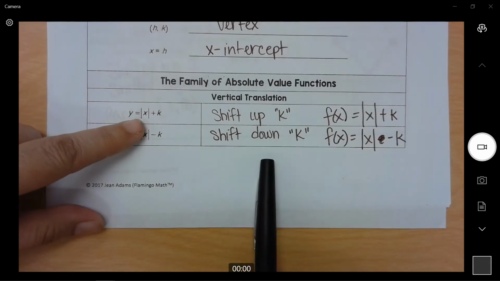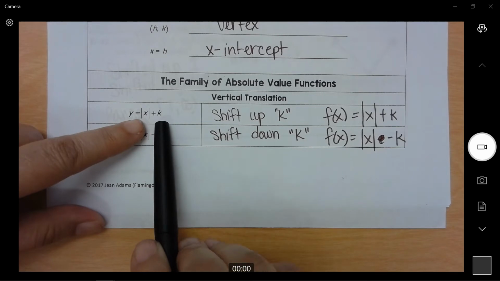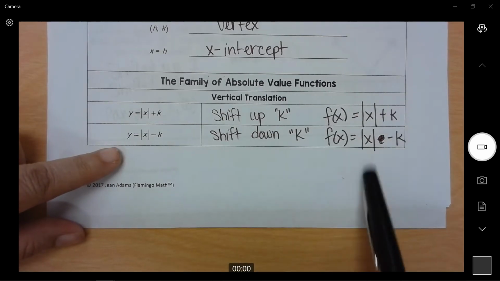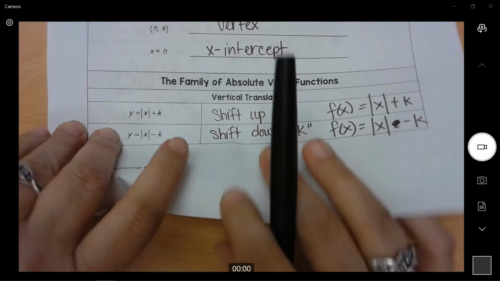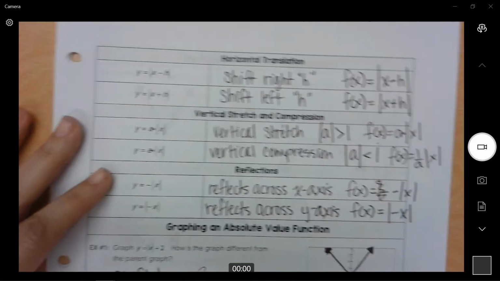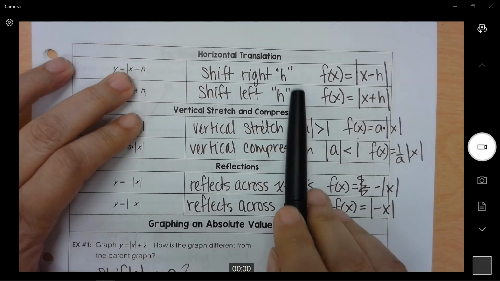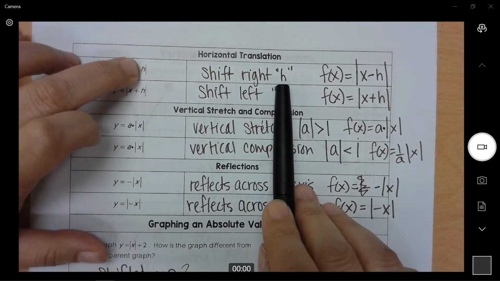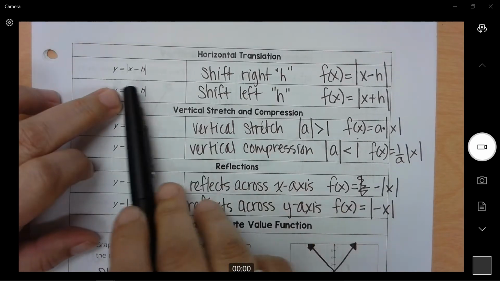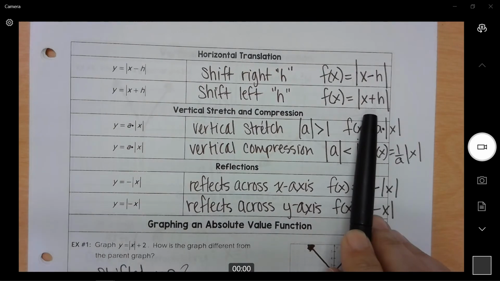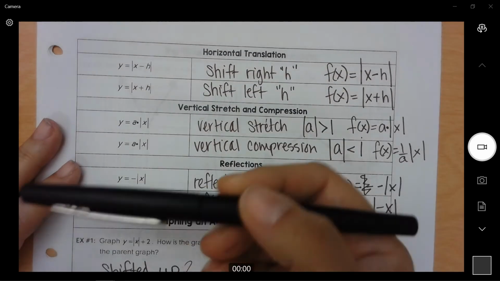Okay, so we have our family functions. These are the same things we talked about in 1-3 assignments. When we have plus k, that means we're shifting up. We have minus k, we're shifting down. So I rewrote it in function form. When we have minus h, that is shifting to the right because h is technically positive. When we have plus h, h is technically negative, so we're moving to the negative side of the graph, that side.